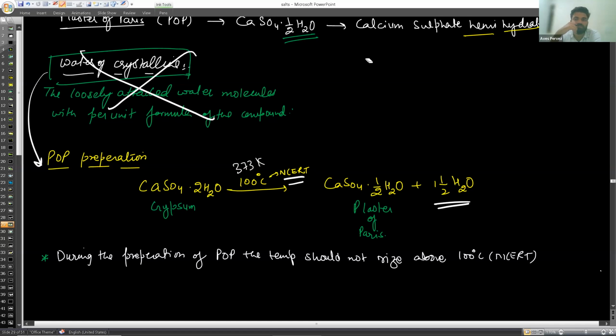Sir, what is the meaning of hemi? Hemi means half. Hemihydrate: hemi means half, hydrate means water. It has half a water molecule. That's why.